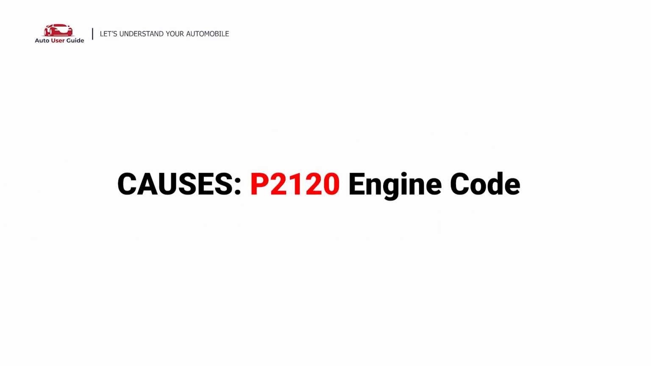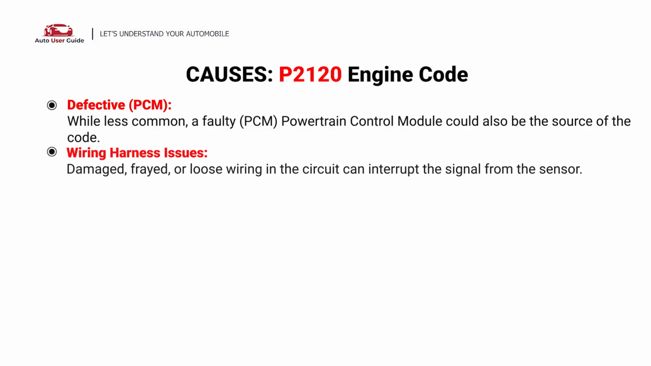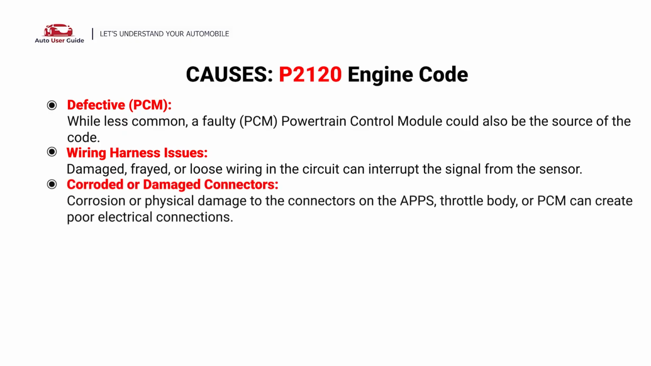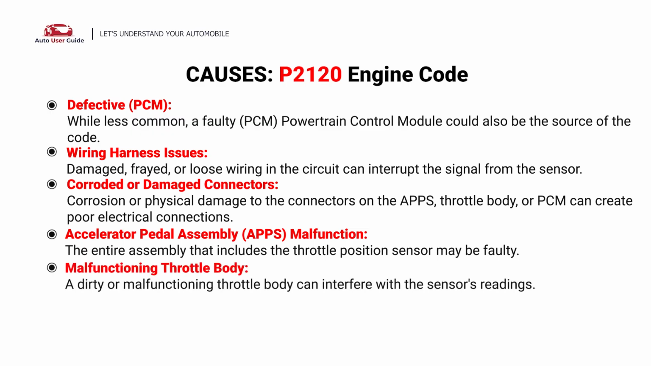So, what causes this imbalance? Here are the most common culprits. This error can be caused by these possible faults in your vehicle. Defective PCM. Wiring harness issues. Corroded or damaged connectors. Accelerator pedal assembly (APPS) malfunction. Malfunctioning throttle body.